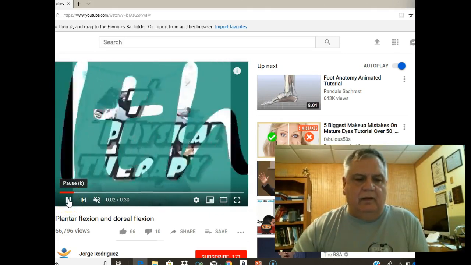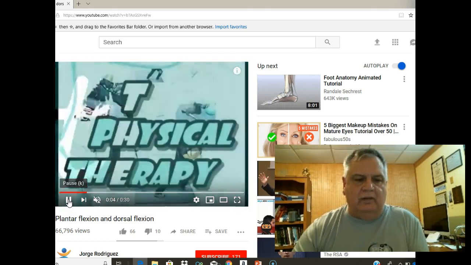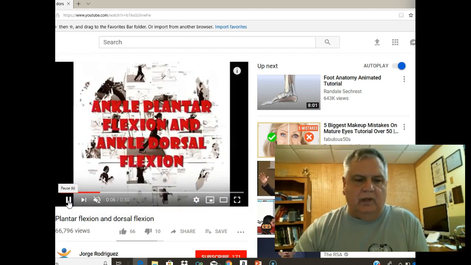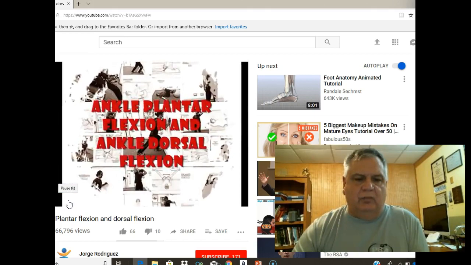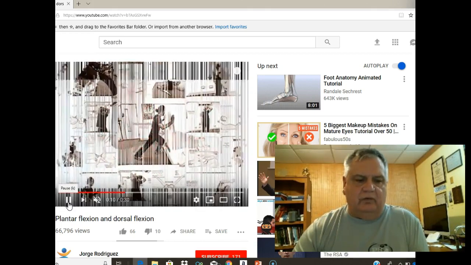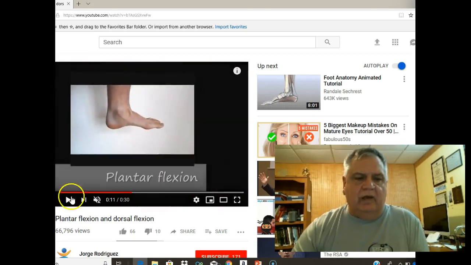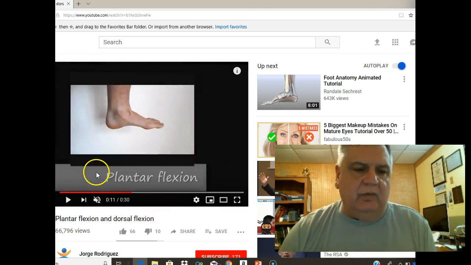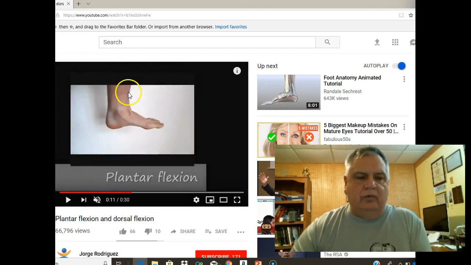Okay, and we're going to take a look at the ankle joint and the movement of the foot. Ankle plantar flexion and dorsiflexion. So whenever we take a look at the ankle joint, here's the key we have to remember: when we take a look at this joint, we have two sides. We've got an anterior side to the joint, and we have a posterior side to the joint.